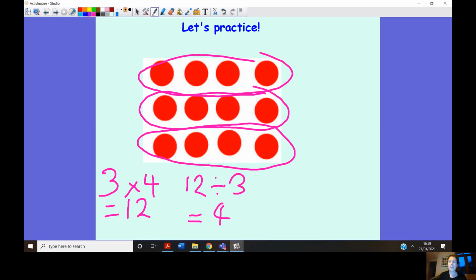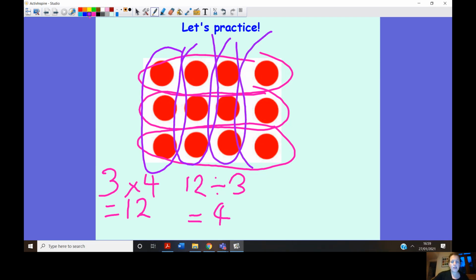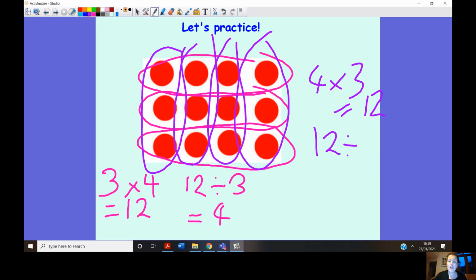Let's have a look at our columns. Columns, remember, are going vertical. How many columns do I have? 4. 1, 2, 3, 4. So what is this showing? That when I have 4 groups of 3, it's equal to 12. Let's double check. 3, 6, 9, 12. This is also showing me that when I divide 12 into 4 equal groups, my answer is 3.